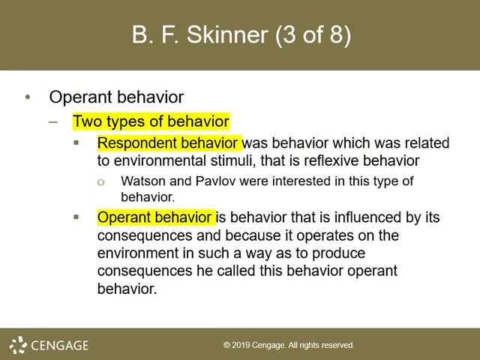Operant behavior. Now, there are two types of behavior. We discussed one previously, respondent behavior, which was behavior related to environmental stimuli, that is reflexive behavior. This was the work done by Watson and Pavlov. They were interested in this type of behavior, usually referred to as classical conditioning. Operant behavior is behavior that is influenced by its consequences, and because it operates on the environment in such a way as to produce consequences, he called this behavior operant behavior.